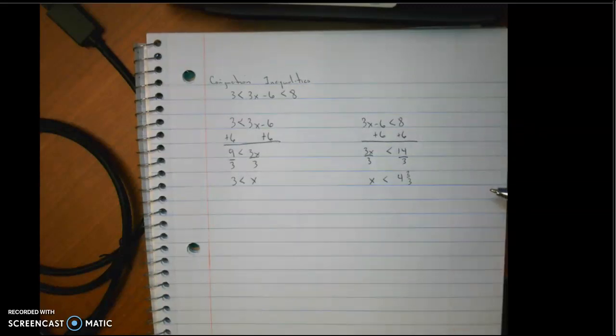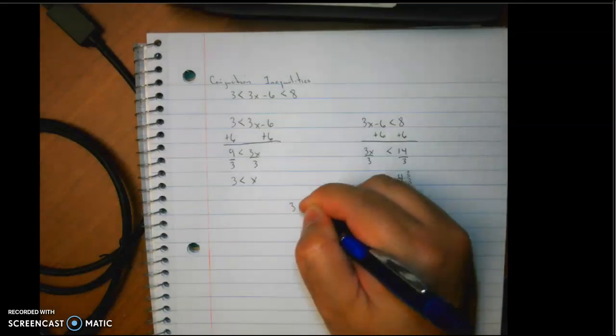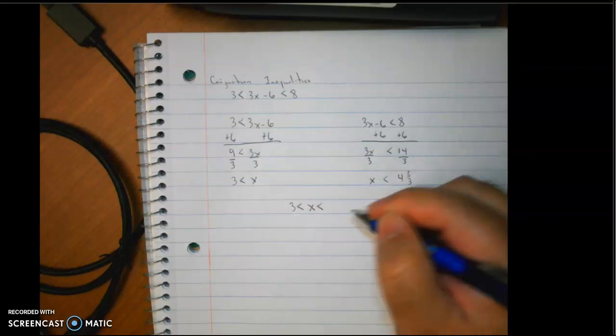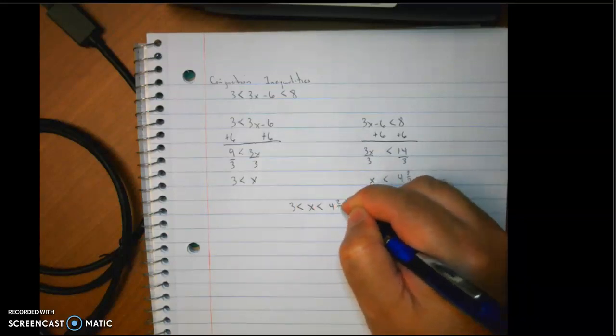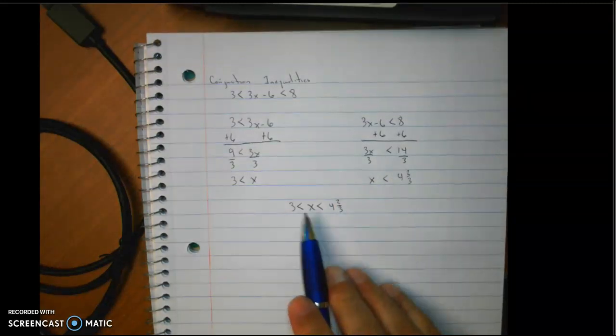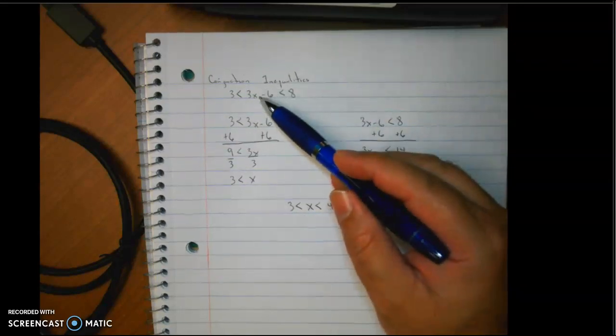So then we write our solution like this: 3 is less than x, which is less than 4 2/3. So as long as our x falls between 3 and 4 2/3, this solution will work.